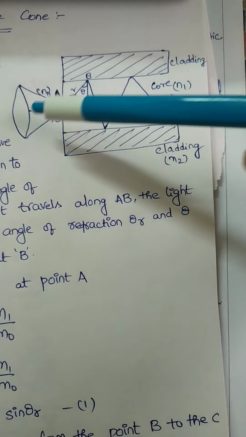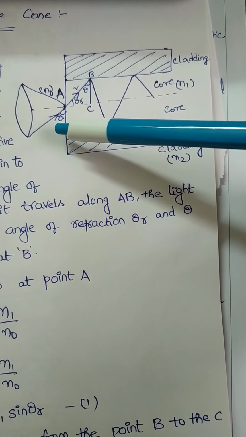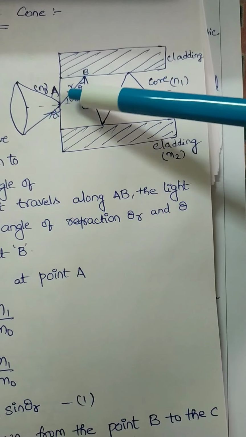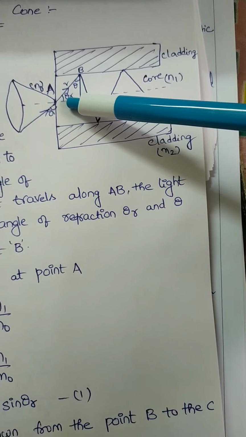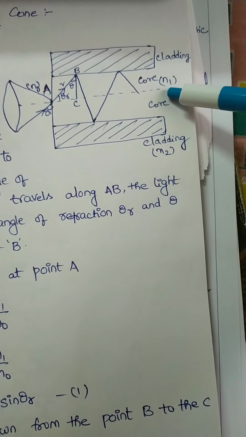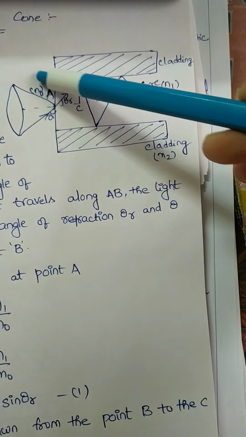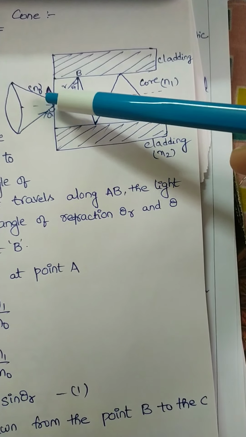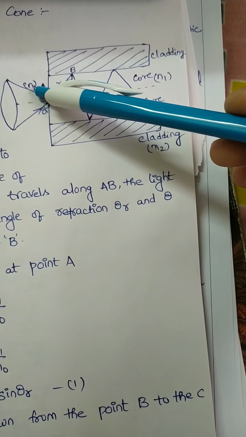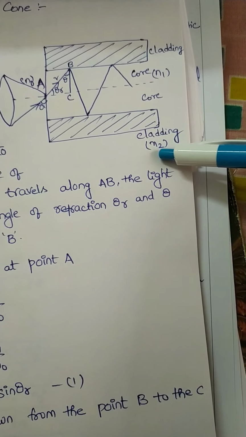not in the cladding surface. This is one of the acceptance cones, and here the light ray is incident with the angle of incidence theta I, and the light ray is refracted and then it has an angle of theta r. Then it is reflected and again refracted, and the process goes on. Here it is outward, so let us consider that it is in the air medium. The air medium has the refractive index n0. The core has the refractive index n1, and the cladding has the refractive index n2.